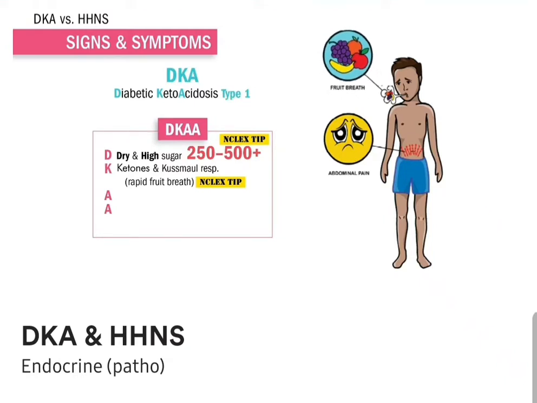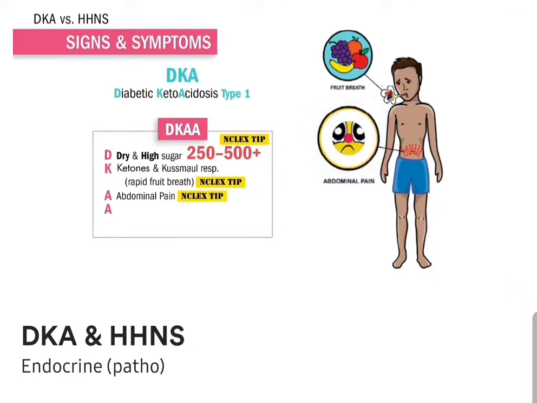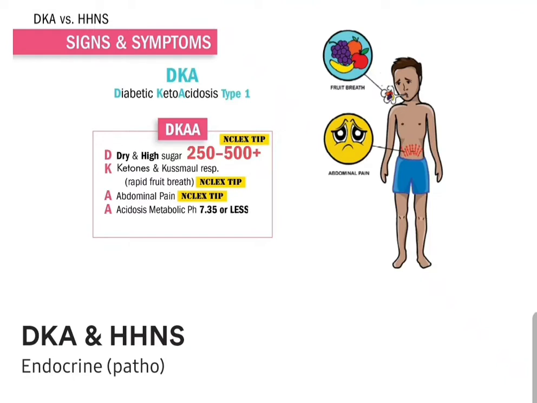Now next, our A is for abdominal pain, which is a huge NCLEX tip. HHNS does not have abdominal pain, only DKA, typically on the NCLEX. And our last A is for acidosis, metabolic acidosis, guys. Huge NCLEX key number here. Write this down. pH 7.35 or less. Huge number on the NCLEX. It will always show up on SATA questions.